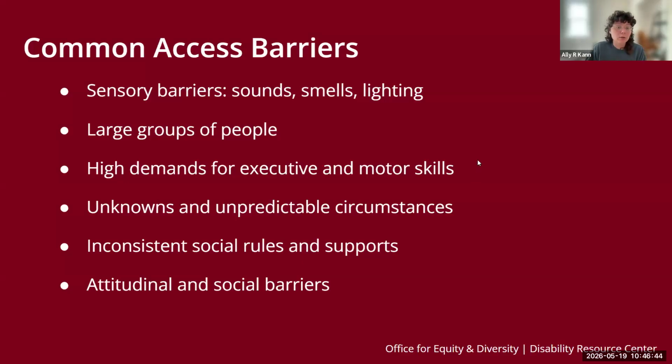So common access barriers that we encounter with students include sensory barriers, for example, with sound, smell, and lighting. This comes up a lot in housing accommodations, particularly. Large groups of people may require students to have smaller spaces to decompress after being around large amounts of people. Other barriers include high demands for executive and motor skills, unknowns and unpredictable circumstances, inconsistent social rules and supports, and attitudinal and social barriers.